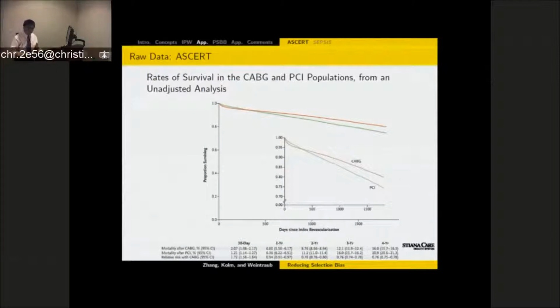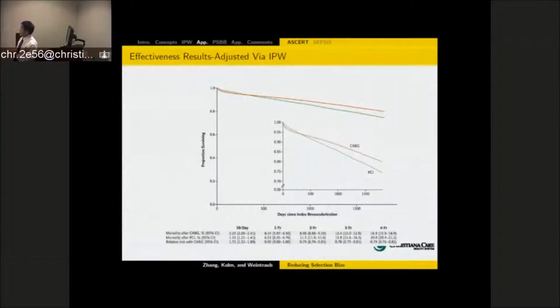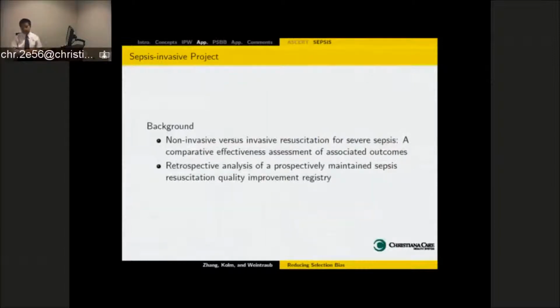And then if we look at the results adjusted by IPW, we can say the basic trends are the same, but the magnitude has been changed. So this is the IPW application in large observational studies.